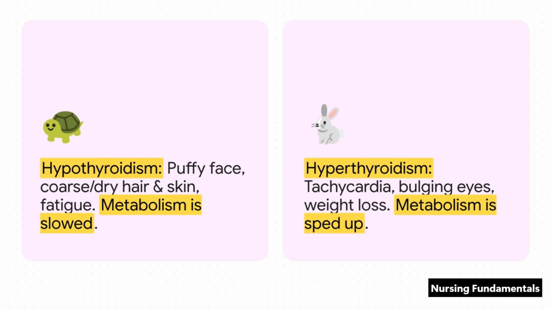The two ends of the thyroid spectrum look very different. Think of it like this. Hypothyroidism is the body slowing way, way down. So you get puffiness, fatigue, dry skin. Hyperthyroidism is the body in overdrive: racing heart, weight loss, and those classic bulging eyes.